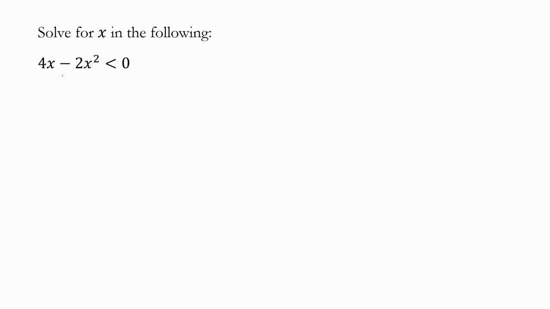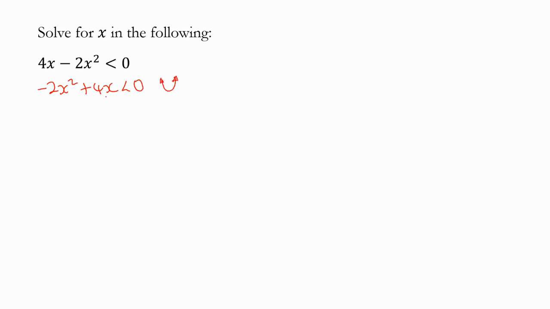Solve for x in the following, and then we're given a quadratic inequality. So what we do here, we have to write it in standard form. Let's write it in standard form. So it's negative 2x squared plus 4x less than 0. And then let's divide everything here by negative 1 so that our graph is concave up.